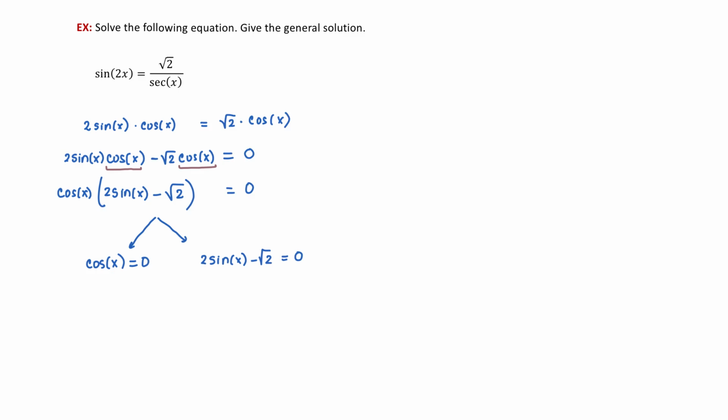So let me continue simplifying this expression right here. I want to have sine x completely alone on the left side. So sine x will be equal to the square root of 2, and then we're going to divide by 2. So that's what we have. So now we have to find the solutions of these two smaller equations. So where is cosine x equal to 0?